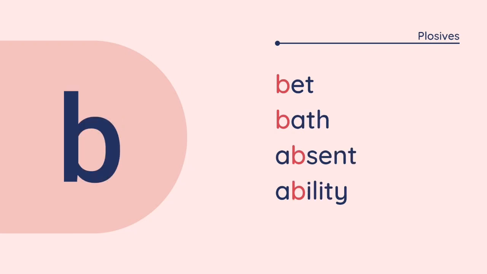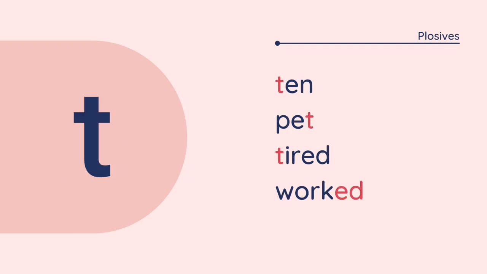We also have consonant B, as in bet, bath, absent, and ability. We also have T as in ten, pets, tired, worked. You will notice that ed is what we have in that last word, yet it's sounding as t.